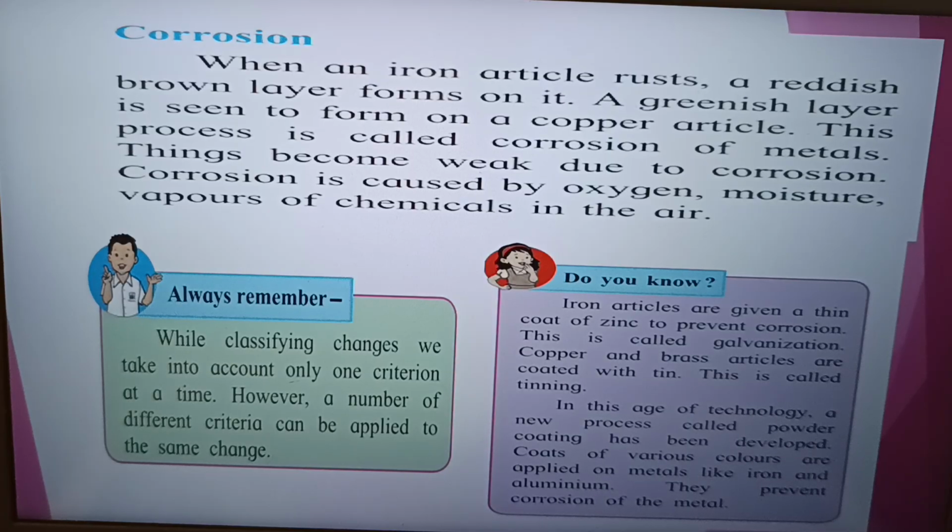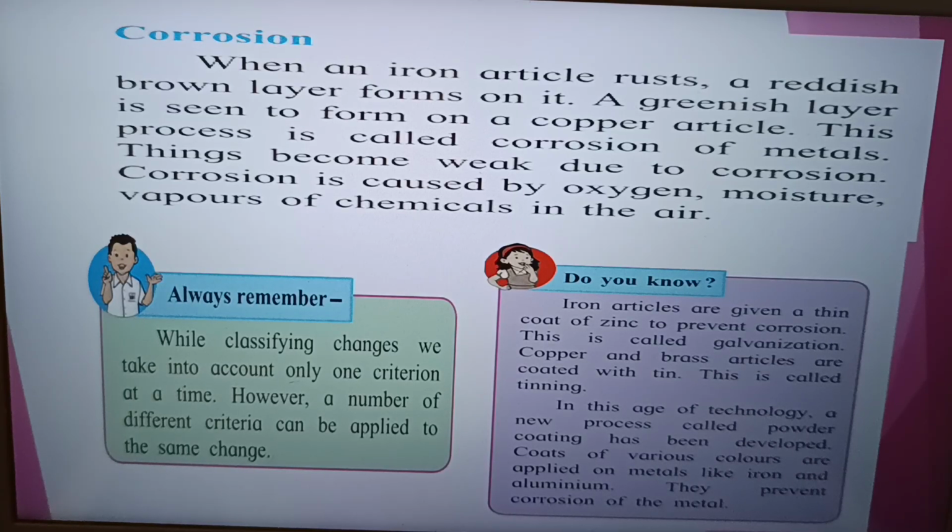Copper and brass articles are coated with tin, and this is called tinning. This is very easy, you can just remember this. And in this age of technology, a new process called powder coating has been developed. Coats of various colors are applied on metals like iron and aluminium, and they prevent corrosion of the metal.